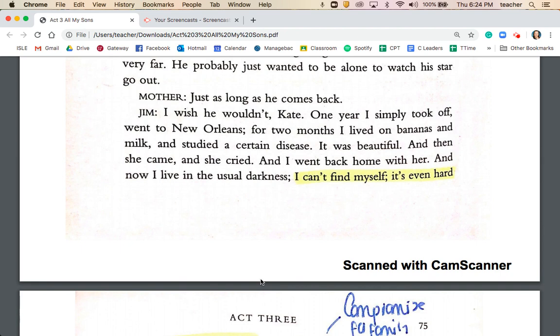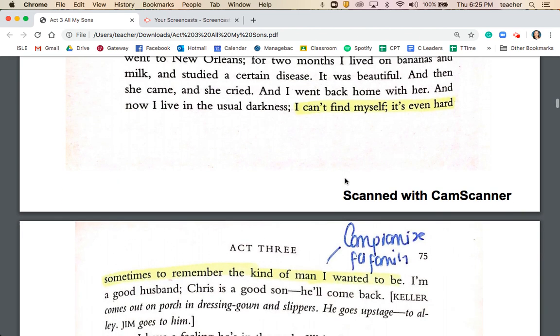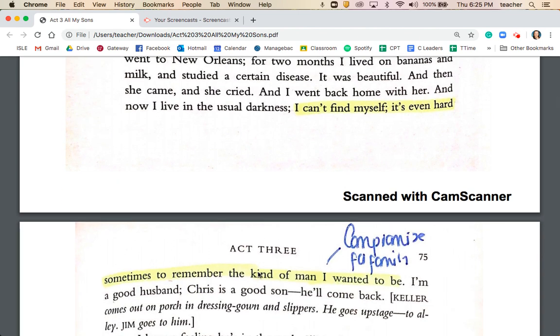He talks here, Jim, about a time in his life where he says, "One year I simply took off and went to New Orleans." Nice little connection there with Streetcar. And he went off for 2 months, and "I lived on bananas and milk and studied a certain disease. It was beautiful." So this idea that he had this moment in his life where he didn't have responsibilities and expectations for him. But then his wife came back and brought him back, and he says, "I can't find myself. It's even hard sometimes to remember the kind of man I wanted to be." That, he's now a man with responsibilities, similarly really to Joe as well. And he's got family responsibilities now.